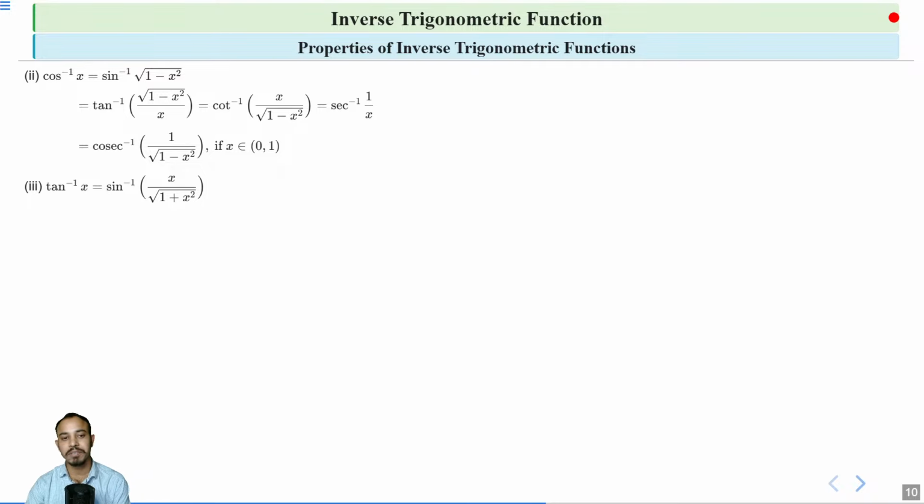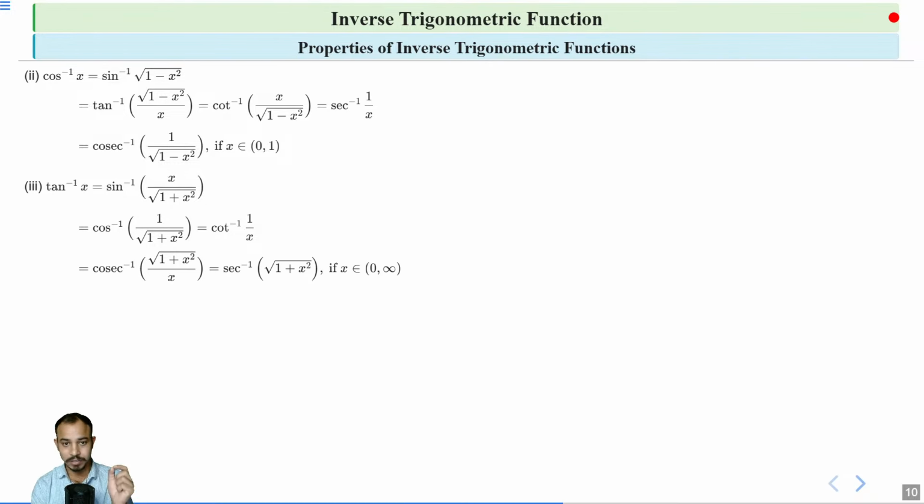Then tan inverse of x is equal to sin inverse of x by square root of 1 plus x square. This is equal to cos inverse of 1 by square root of 1 plus x square, and this is equal to cot inverse of 1 by x. And you can write tan inverse of x as cosec inverse of square root of 1 plus x square divided by x, and this is equal to sec inverse of square root of 1 plus x square, if x belongs in the open interval 0 to infinity.